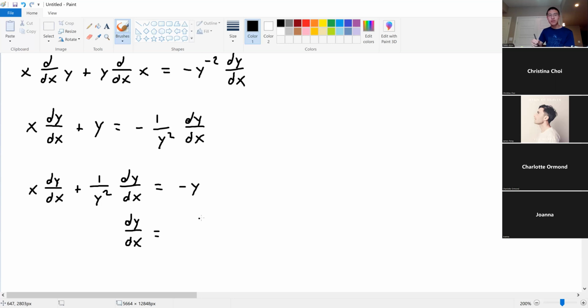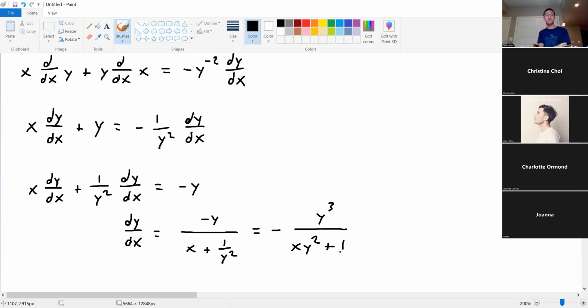So dy dx, we have the minus y over x plus 1 over y squared. And obviously, if you wanted to mess around with the algebra, you could get something that looks a little bit different. Like we could multiply through by the y squared on top and bottom just to get rid of that. So we can have y cubed over xy squared plus 1. But yes, this is correct. If you had this as your final answer, that is correct. All right, thank you so much, James.